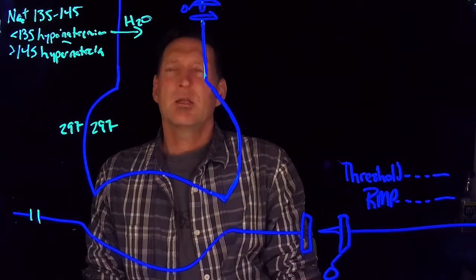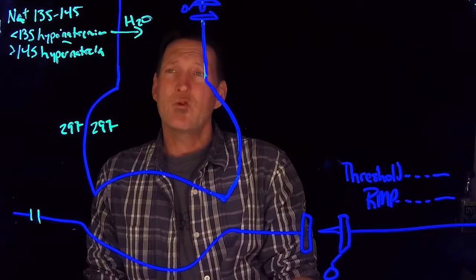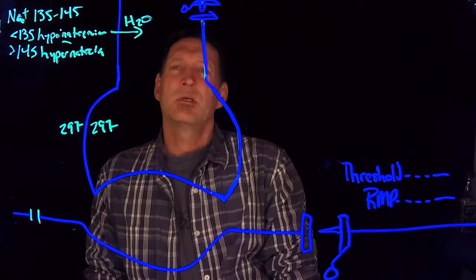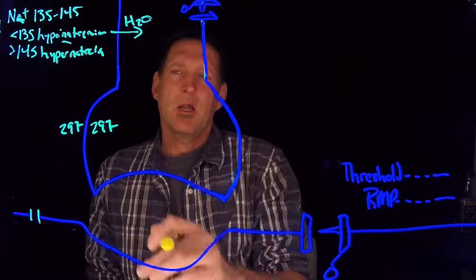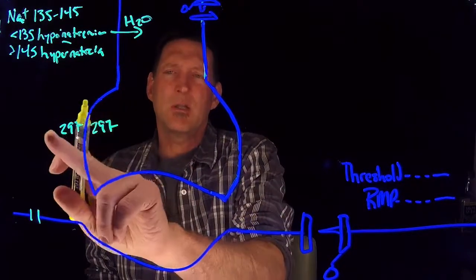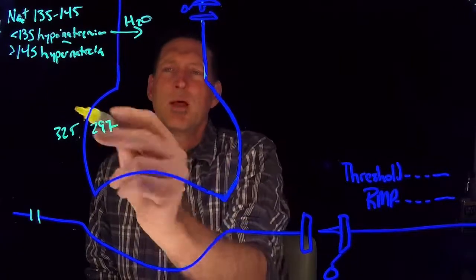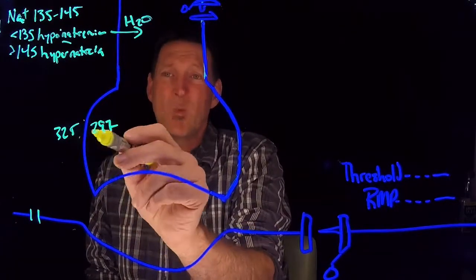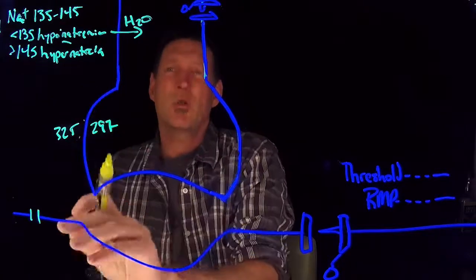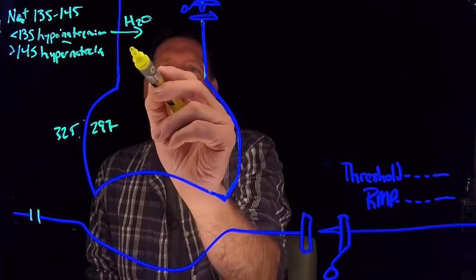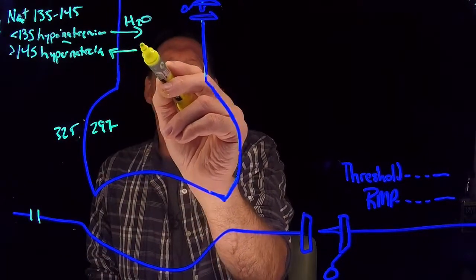On the other hand, if I have hypernatremia, what takes place is if I become dehydrated and I concentrate the water out here, let's say that this goes to 325. The reason that went to 325 is because the sodium went up, okay? And what that's going to do is pull water out of the cell.